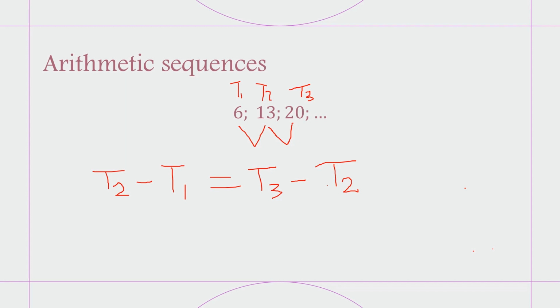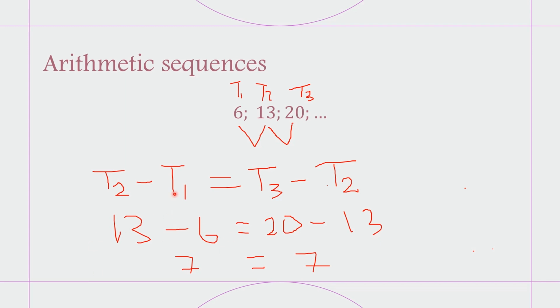So now you will substitute the value of term number 2, which is 13. Subtract term number 1, which is 6. Then you equate it to term number 3, which is 20, and then you subtract term number 2, which is 13. So on our left hand side, 13 subtract 6 gives you the value of 7. On the right hand side, it will be 20 subtract 13, and you're left with 7.